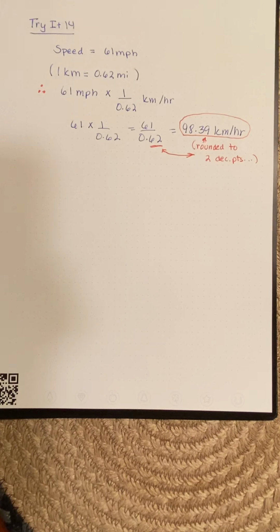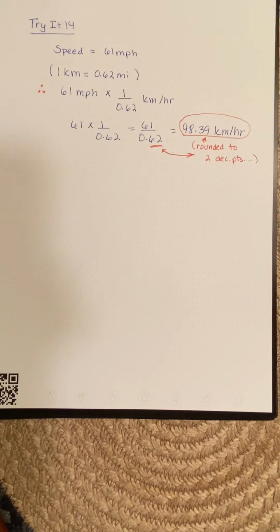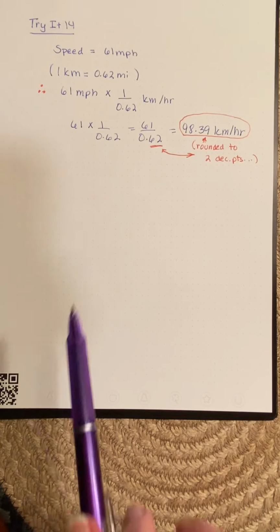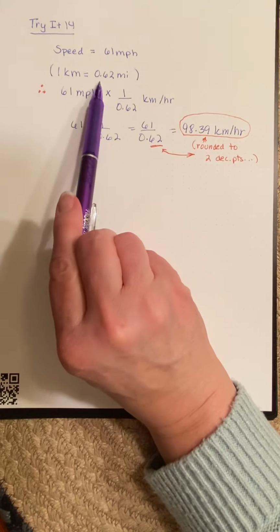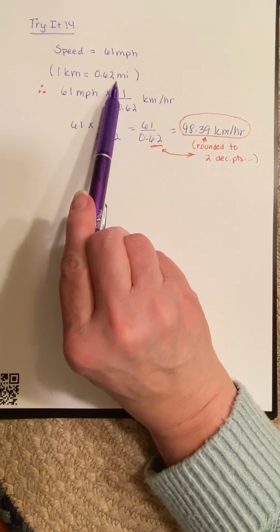Anyway, the next part says the top speed is very difficult to measure accurately. Well, I would imagine because he's going so fast. However, the animal has been clocked at 61 miles per hour. And there it is, 61 miles per hour. Now we want to express this speed in kilometers per hour. Well, in the problem above in number 13, we found out 1 kilometer is equal to 0.62 miles. We're going to use that information.